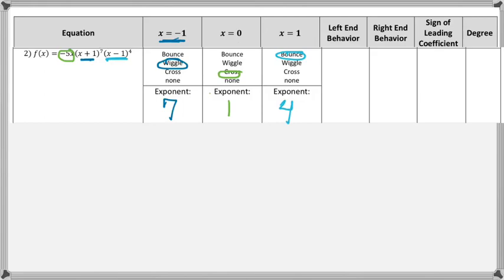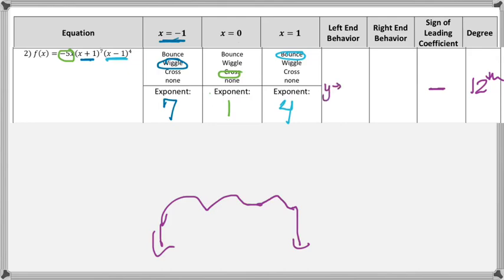I add those exponents all together, and I get a 12. So this is even. This is a 12th degree, and my leading coefficient was negative. So remember, when we have even, it's going to have all sorts of crazy stuff going on in the middle of it, but the front and the back of it, it's kind of like a soccer goal. They're both going to be approaching negative infinity. So y approaches negative infinity.